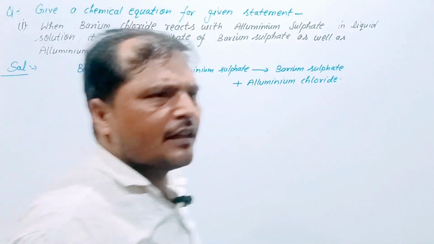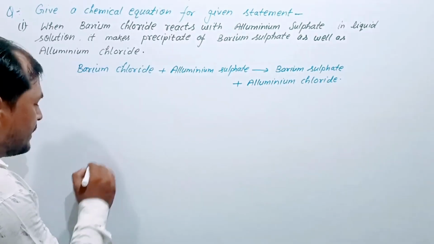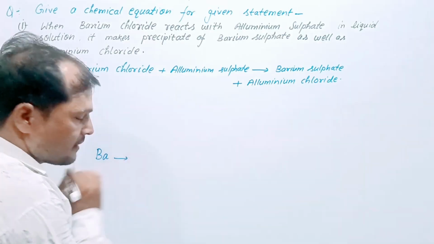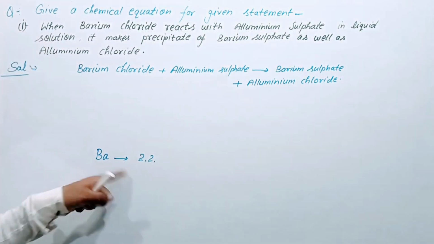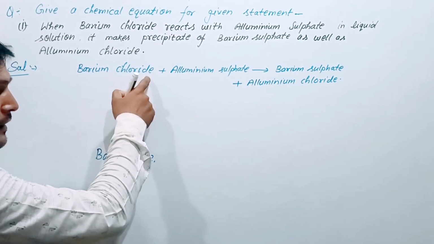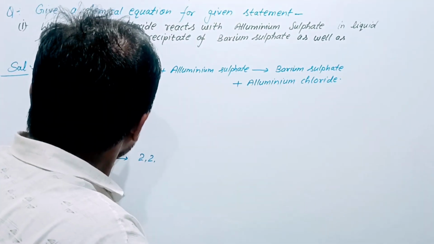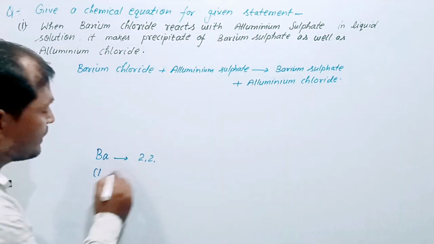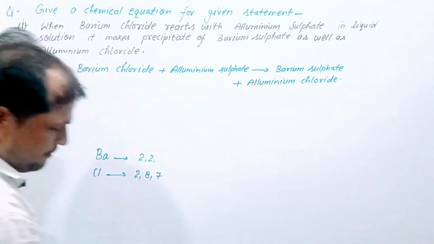As we know, in the periodic table, barium is at number 4 and its electronic configuration is 2, 2. And chloride means Cl. Now let us find the electronic configuration of chlorine. Cl is at number 17, hence its electronic configuration is 2, 8, 7.